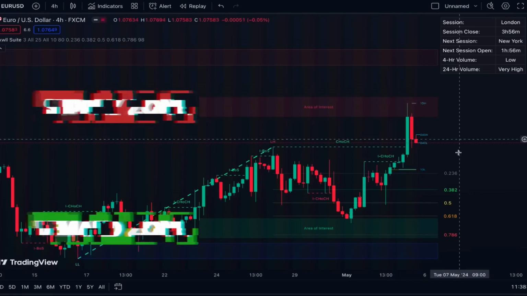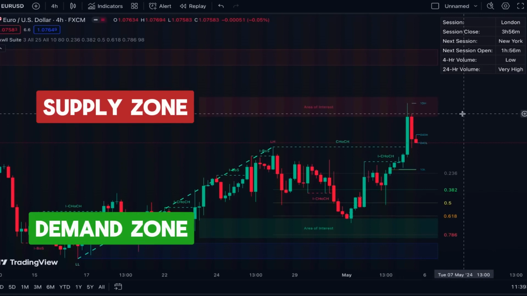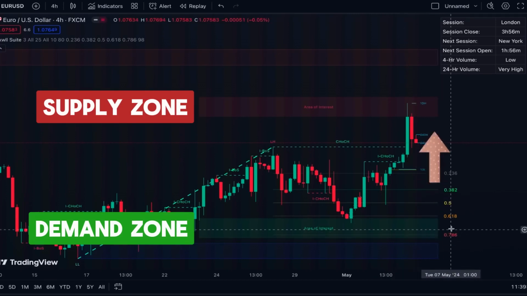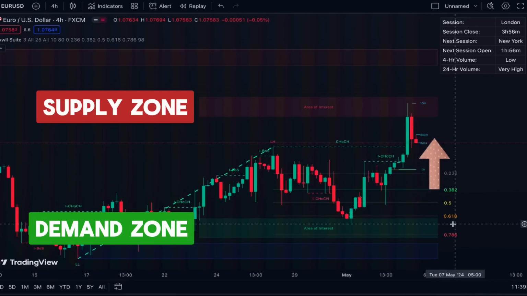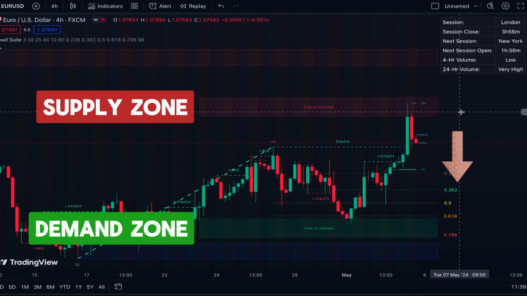These are actually supply and demand zones, which can provide you good opportunities for opening a long or short position, especially when the market is developing into a range. So if the price reaches around here, we know that this is the area of interest for buyers. So demand will increase around here and this causes the price to advance. And when the price reaches around here, we know that this is an area of interest for sellers. So supply will increase and this causes the price to decline.